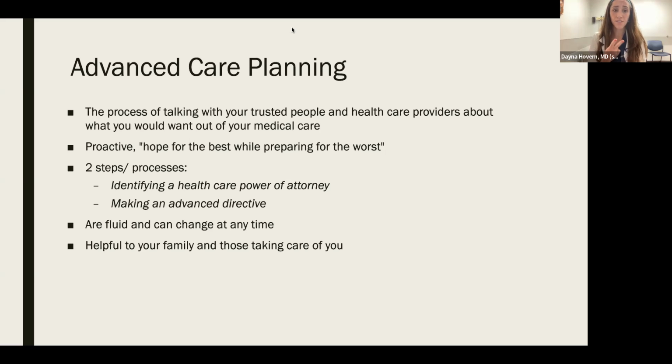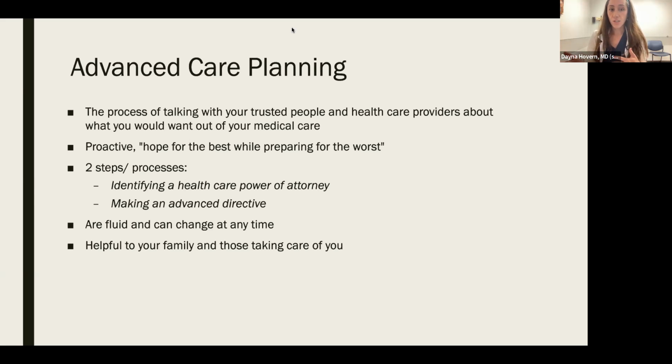There's two parts to advanced care planning, and I mentioned both of them already. So the first is identifying a healthcare power of attorney, your person who would make medical decisions for you in the event that you're not able to speak for yourself. And then the second would be making an advance directive. So this is the document, the living will, that talks about the specific treatments you would like to receive if you were to get really sick.